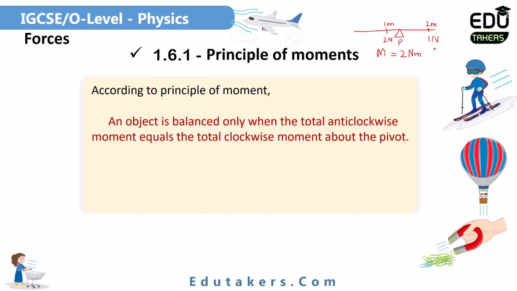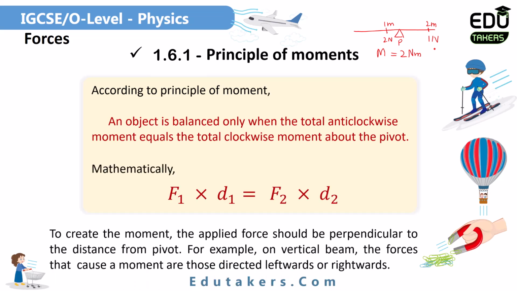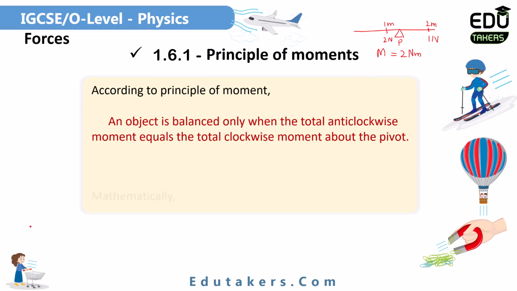What does this mean? It means that in this case, the clockwise moment is equal to the anti-clockwise moment. When both of these moments are equal, it means that the object is balanced. The object cannot move. It remains at rest. So mathematically, for the two objects, I can simply write M1 is equal to M2.